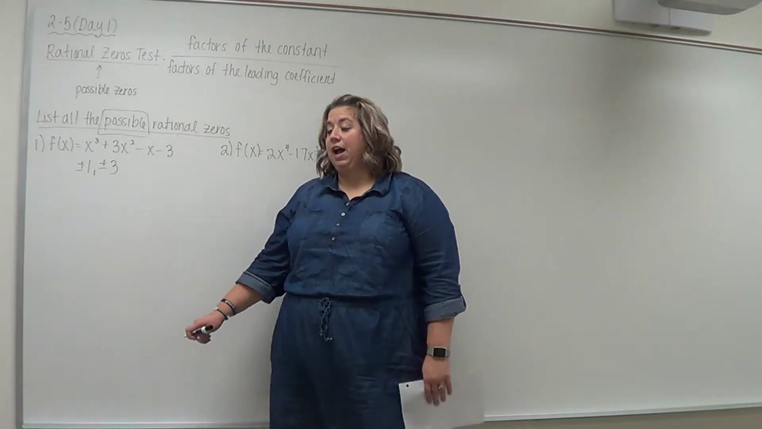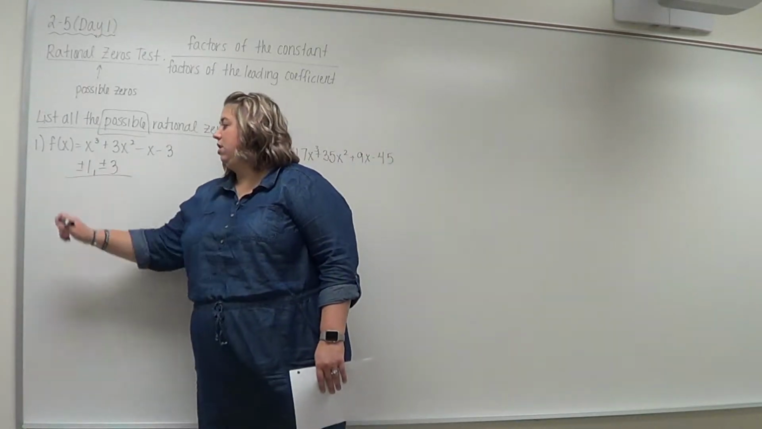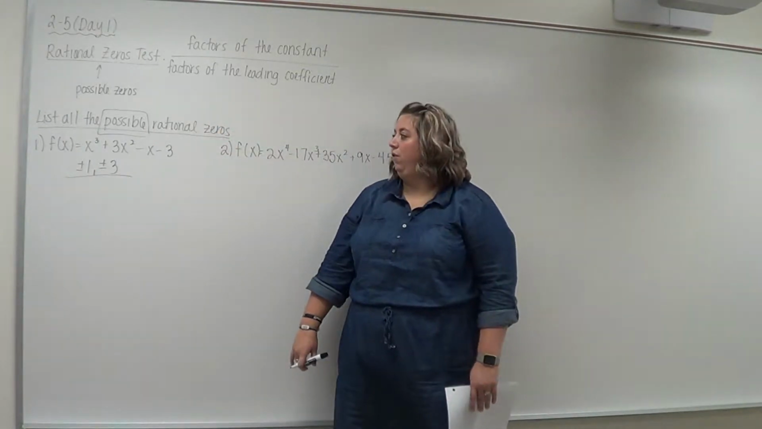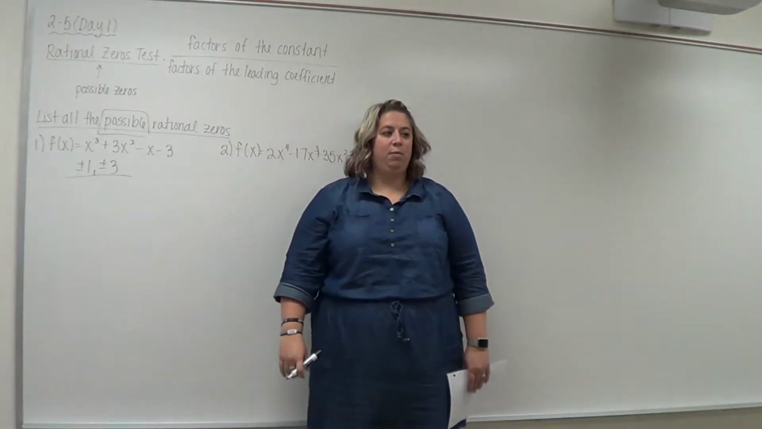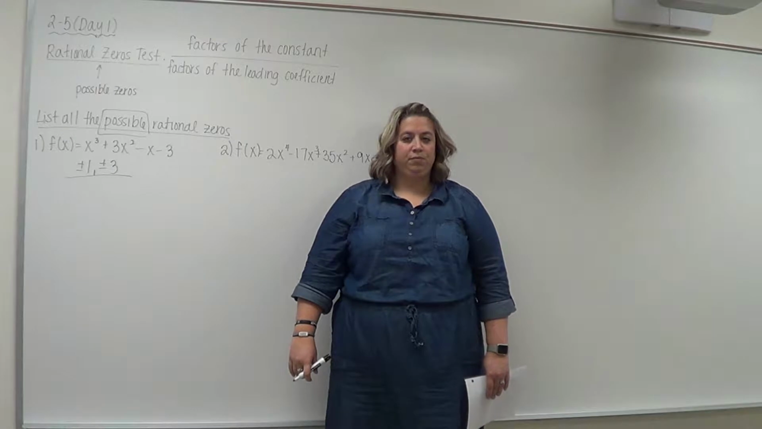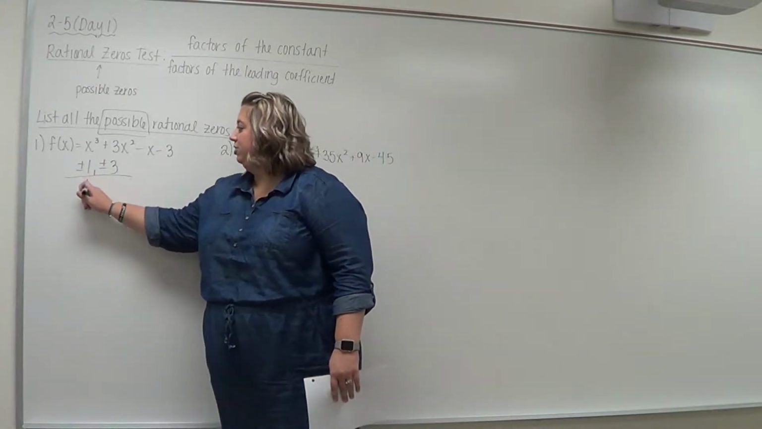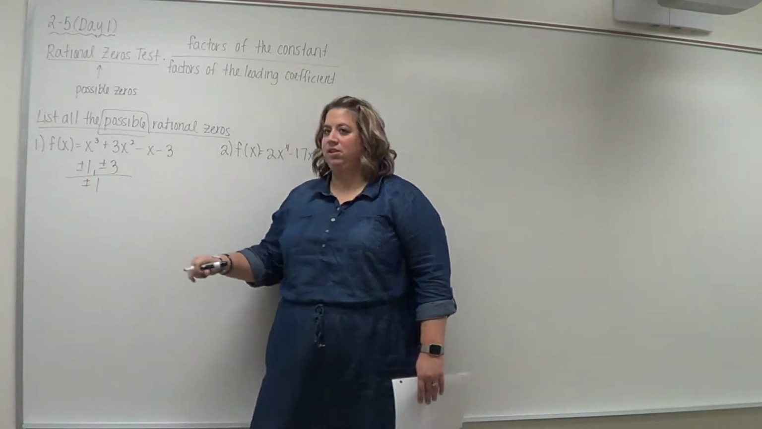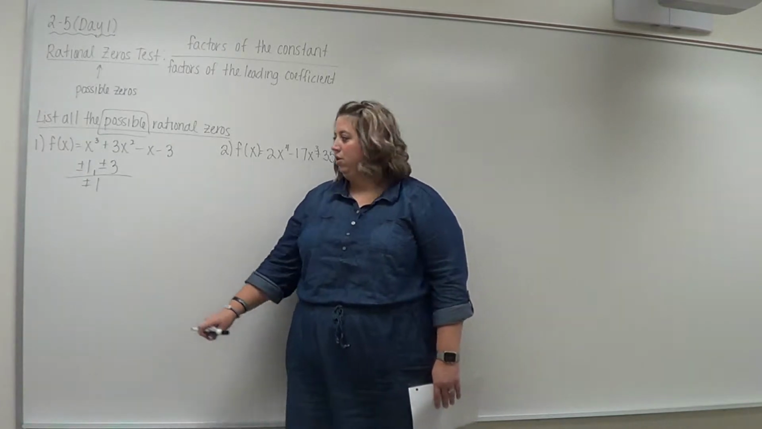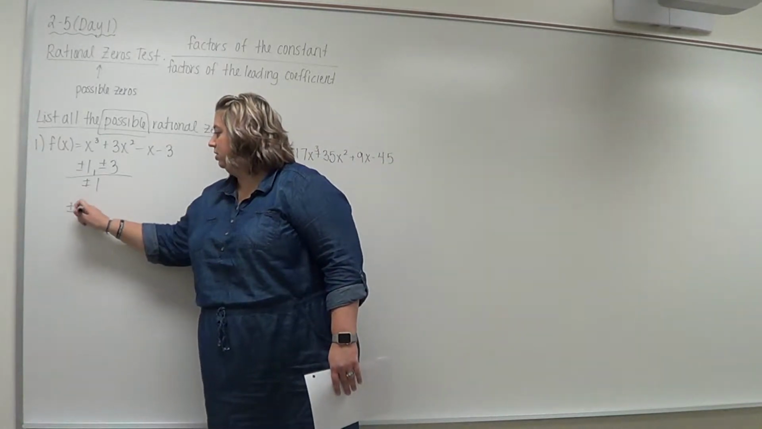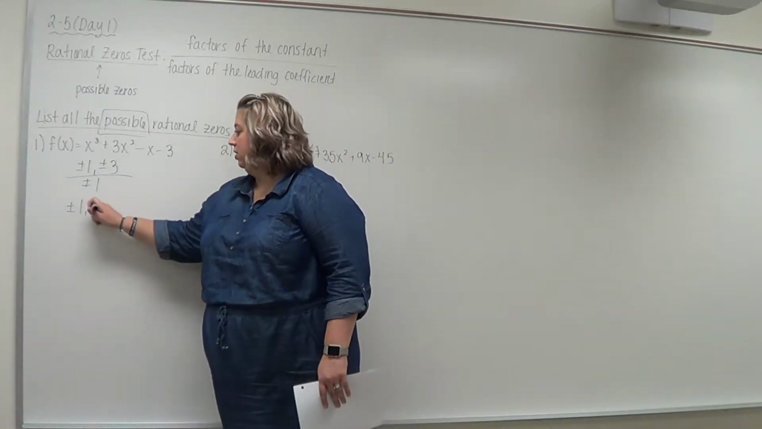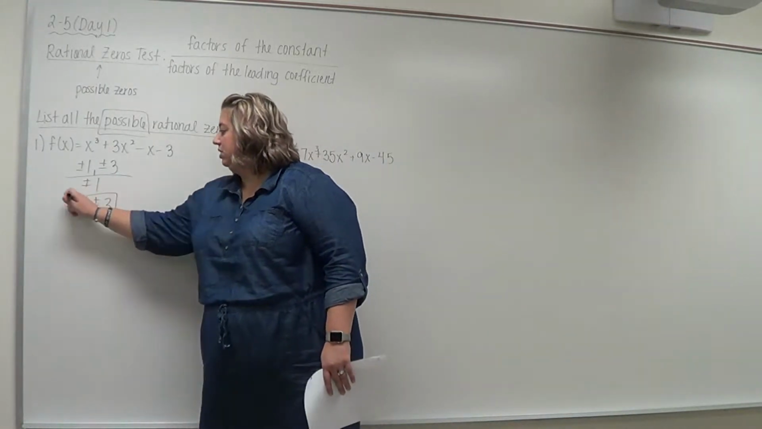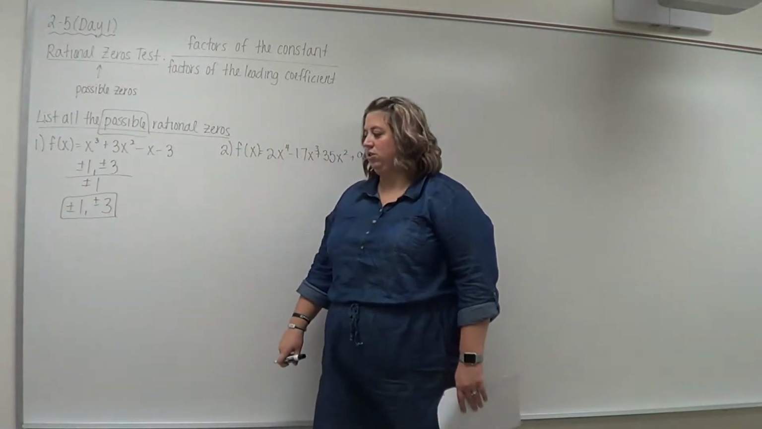Then I'm going to divide these numbers by the factors of the leading coefficient. My leading coefficient is 1. What are my factors of 1? 1. So I'm literally going to take every number on top and divide by every number on bottom. So 1 divided by 1 is 1, and 3 divided by 1 is 3. Those are your possible rational zeros.